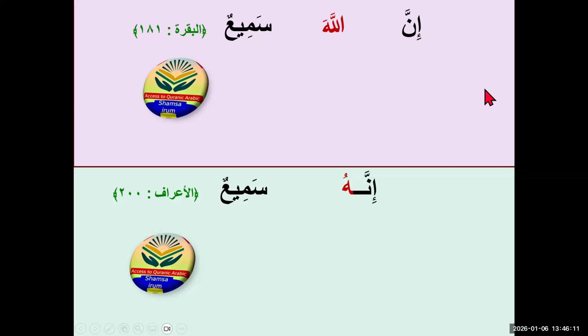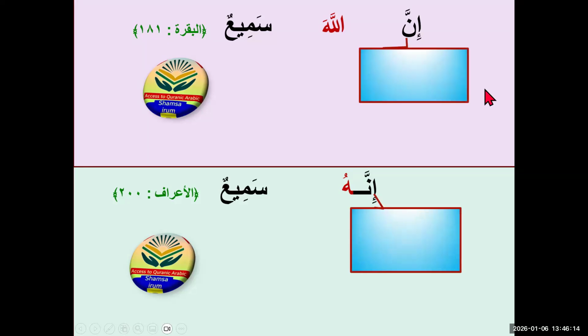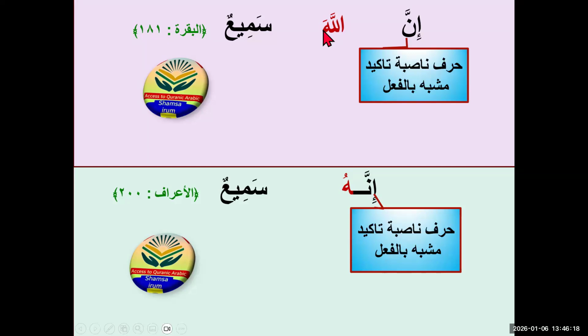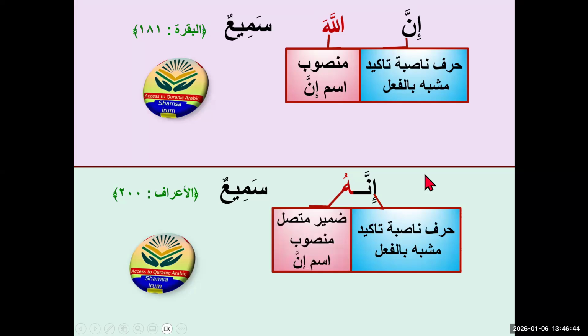Okay, come back to this slide. Inna, you know that is harf nasiba, takid, mushabba bil fi'l. Allah, lafzul jalala, here is a mansub ism. It's not Allahu, it's Allah. So it's mansub because it's ismu inna. It's not mubtada now, because if it were mubtada, it should be Allahu, not Allah. This Allah's mansub state changes because of the inna. That's why it's called ismu inna. And here hu is a zamir mutasil mansub ismu inna.